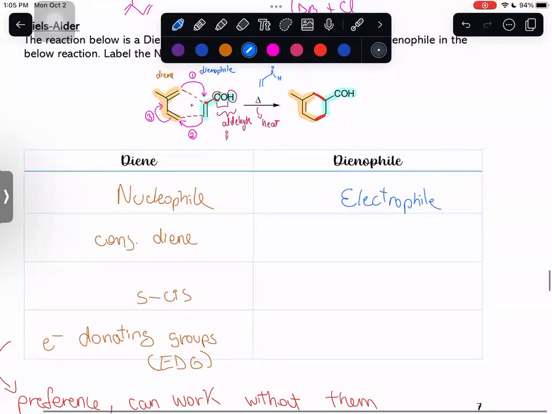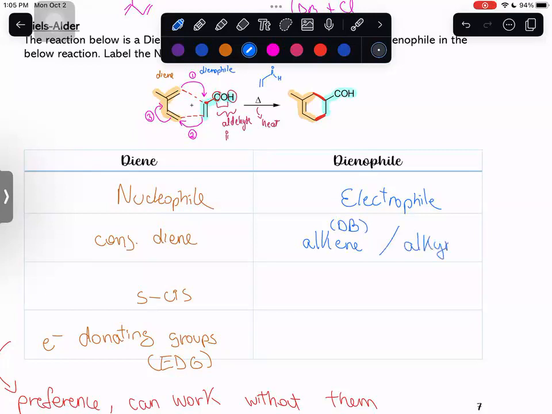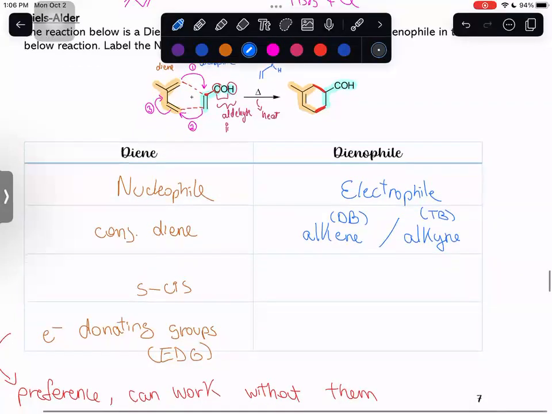Now, for your dienophile, basic structure is going to be an alkene, so double bond, or an alkyne, which is your triple bond. Those are just, again, basic structures. Now, your dienophile is not going to have any specific conformation, so we're just going to cross this out for now. And then the preference for dienophiles is going to be electron withdrawing groups. So let's start writing this here.